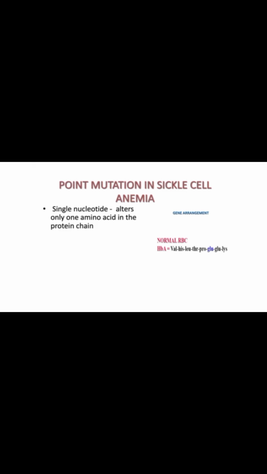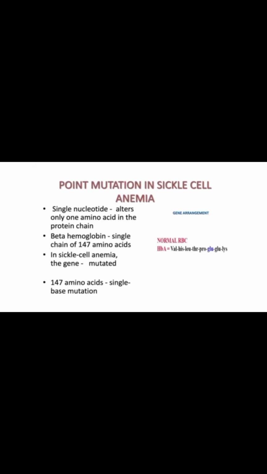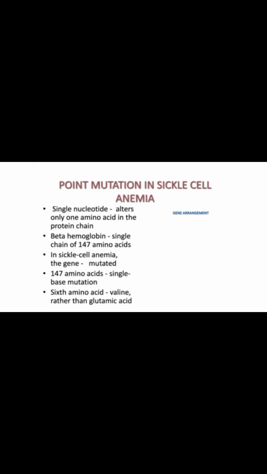This single nucleotide change alters only one amino acid in the protein chain, but the results are devastating. Beta hemoglobin is a single chain of 147 amino acids. In sickle cell anemia, the gene for beta globin is mutated. The resulting protein still consists of 147 amino acids, but because of the single base mutation, the sixth amino acid in the chain is valine rather than glutamic acid.